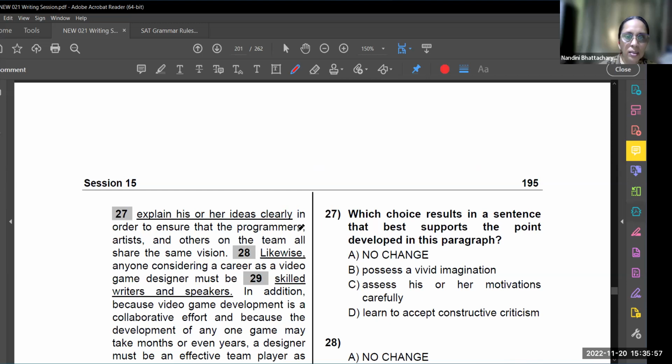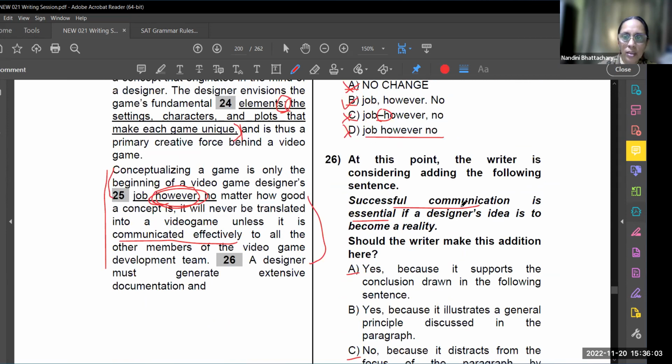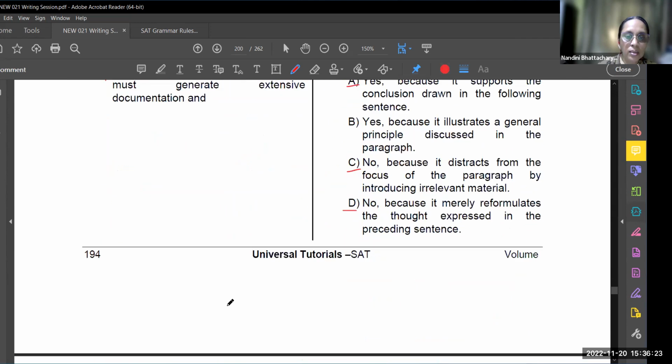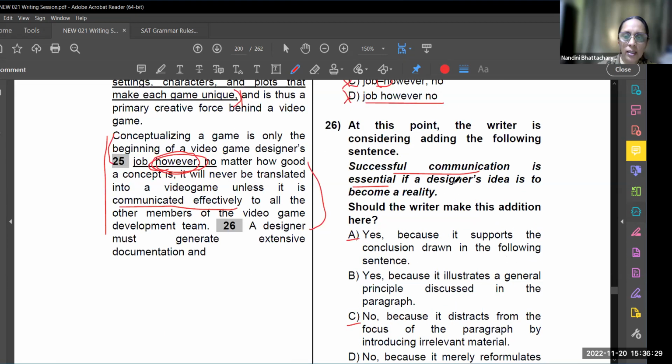her ideas clearly, etc. Now, this sentence is talking about successful communication is essential if a designer's idea is to become reality. Now, the previous sentence is already talking about it cannot be translated into an idea unless it is communicated effectively. And the second one talks about explaining ideas clearly. So the points that are raised in this particular sentence, have they already been mentioned? Yes.